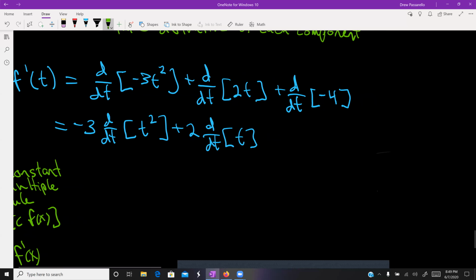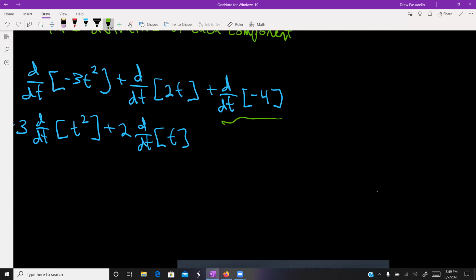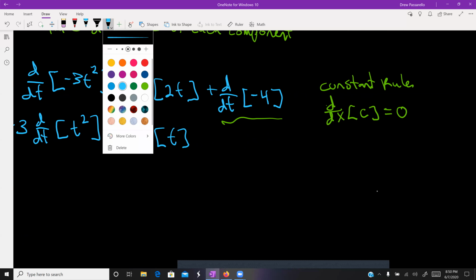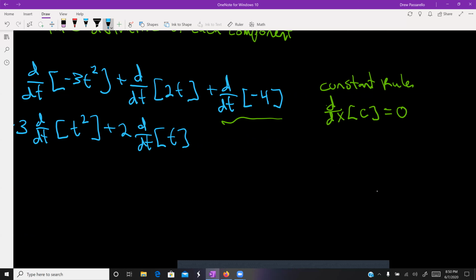Now for this one, negative 4 is just a number, so I can use the constant rule for derivatives. The derivative of a constant is 0. So the derivative of negative 4, since it's just a constant, turns into 0. So I have plus 0.